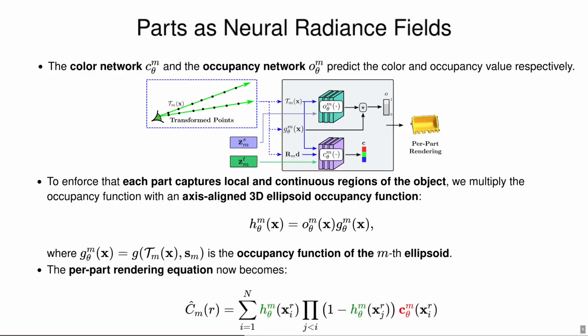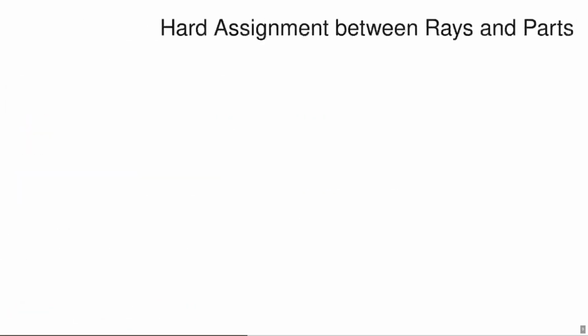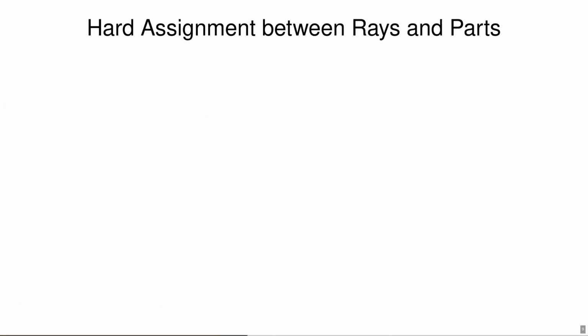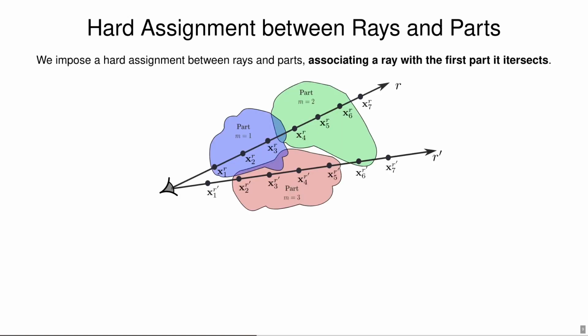We adapt the volumetric rendering equation of NeRF to a per-part rendering equation where for each ray we render a different color value for every part. To ensure distinct manipulable parts, we enforce a hard assignment between rays and parts. Specifically, we associate a ray only with the first part that it intersects.